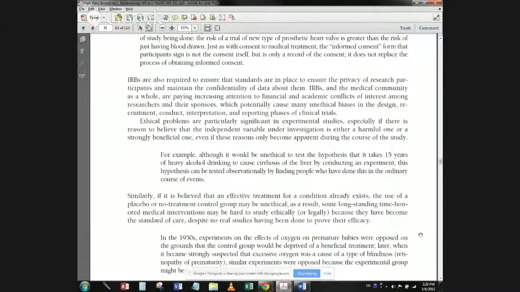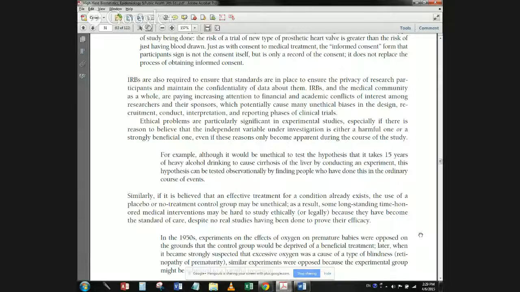Ethical problems are particularly significant in experimental studies, especially if there is reason to believe that the independent variable under investigation is either a harmful one or a strongly beneficial one, even if these reasons only become apparent during the course of the study. For example, although it would be unethical to test the hypothesis that it takes 15 years of heavy alcohol drinking to cause cirrhosis of the liver by conducting an experiment, this hypothesis can be tested observationally by finding people who have done this in the ordinary course of events.